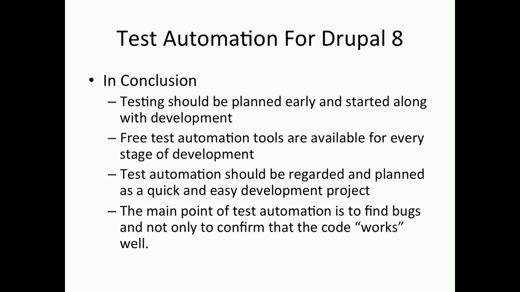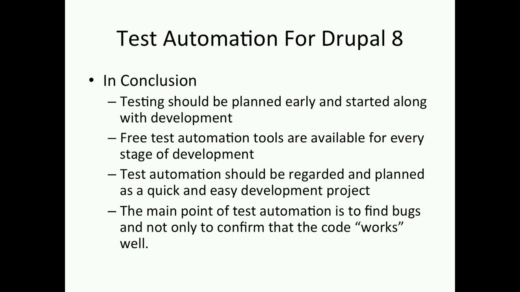So just to conclude briefly, testing should be planned early and started along with development. Keep in mind the critical distance. I think developers can be very good at developing test automation, but it shouldn't be your own code you're writing the test automation for. Assign a developer and think of it as writing code that'll find bugs. And like I said, it's easy test automation. It's easy development. All the features have been approved. There's no paperwork. The tools are easy to use.